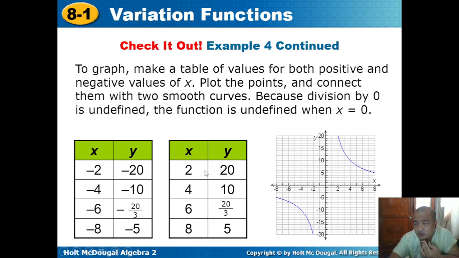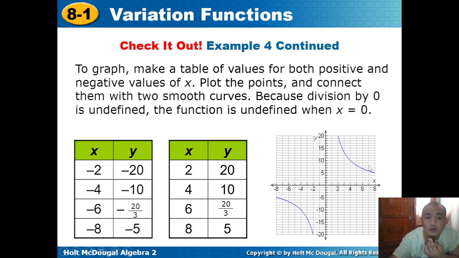Positive part here. Pag 0 undefined, so iniwasan natin yung 0. Okay? So we get rid of 0 as x value because it will be undefined. 40 over 0 is undefined. 40 over 1, negative 1 pwede rin. 40 divided by negative 1 is negative 40. So again, you graph, you plot these points, coordinates here, connecting the points.